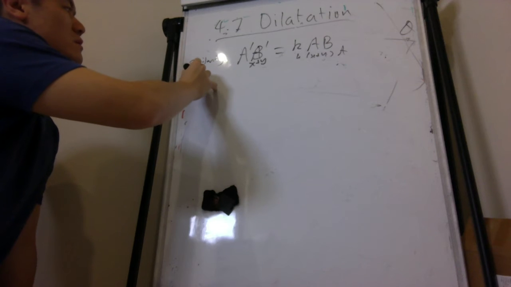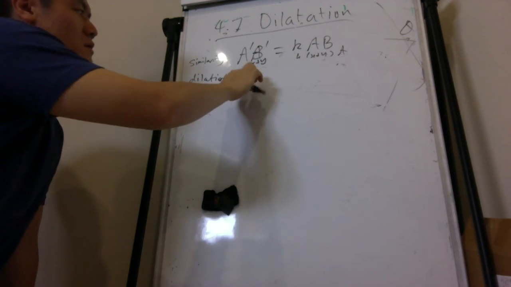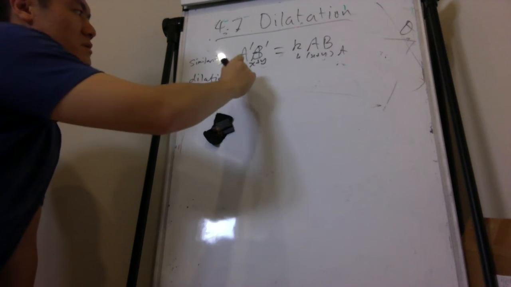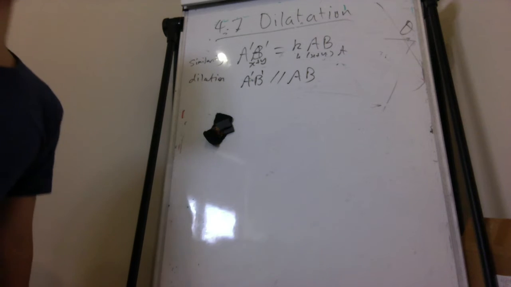Similarity. The dilation takes a line to a parallel line. So I guess the condition would be A prime B prime is parallel to AB. Yeah?